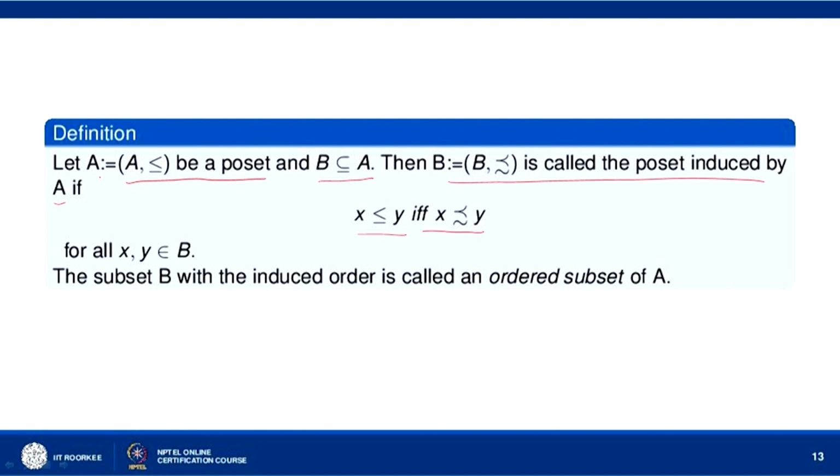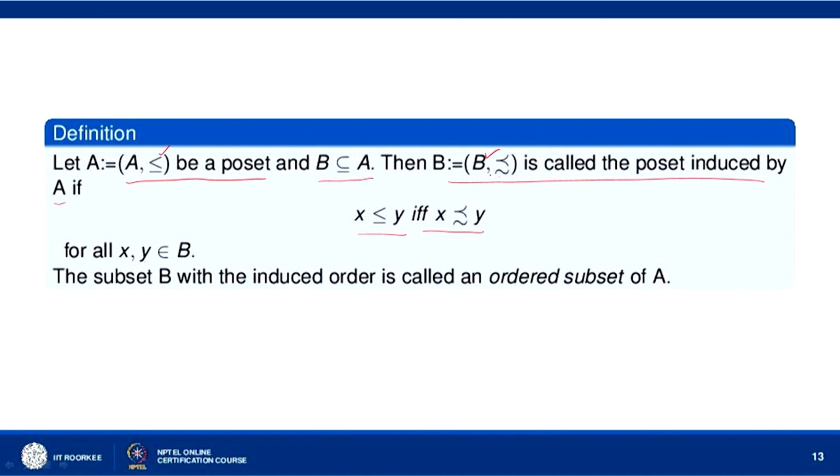Suppose A is a partially ordered set, a poset with the partial order relation given by this notation, and B is any subset of A. Then B will be called a poset induced by A if, for any two elements x, y belonging to B, x is less than or equal to y in A, because this is the relation in A, if and only if x precedes y in B. So, that should hold. The subset B with the induced order is called an ordered subset of A.